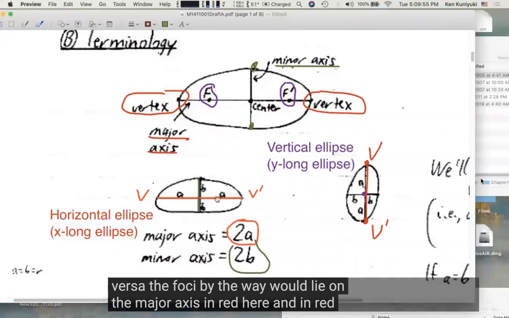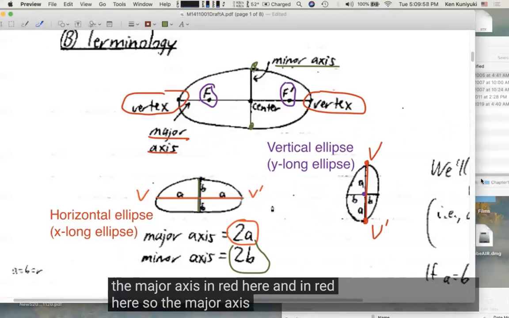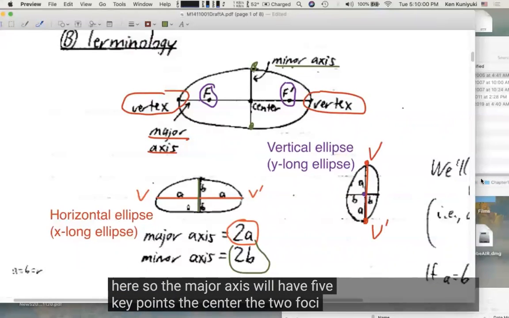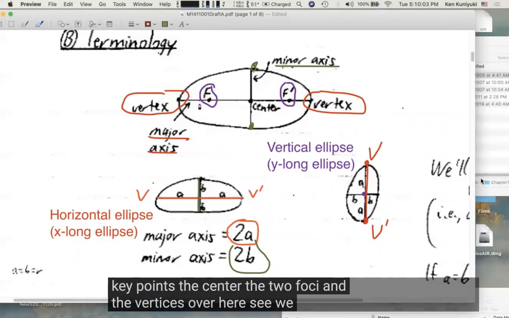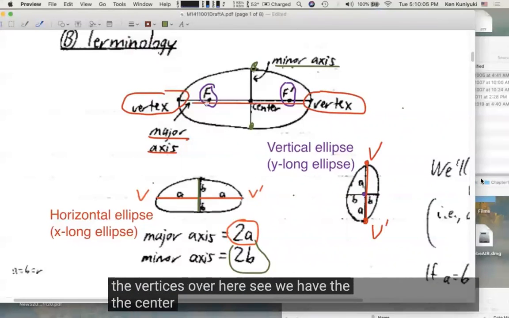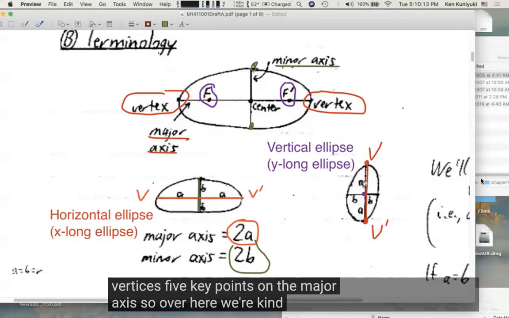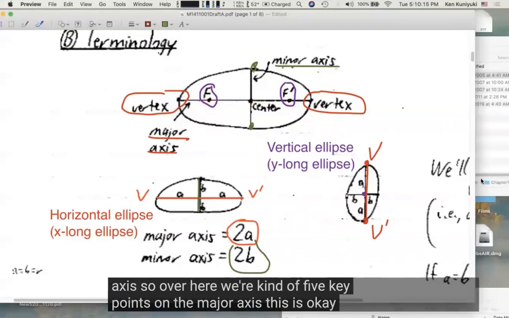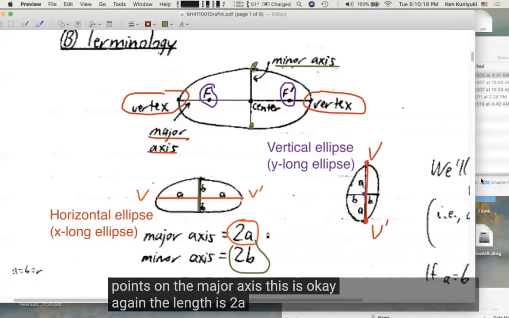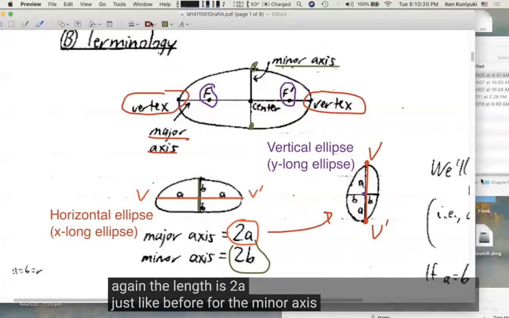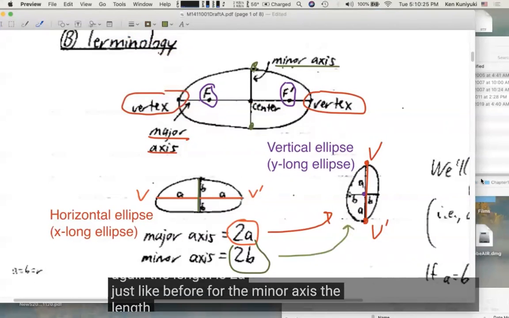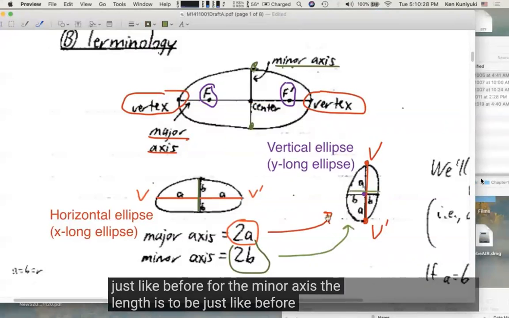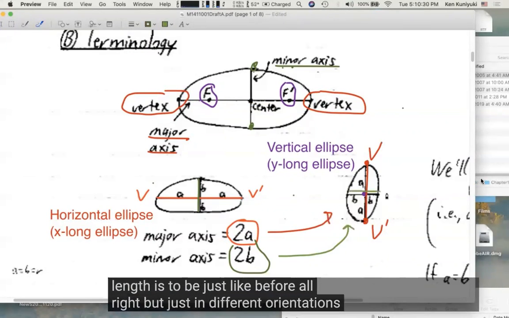In red here, and in red here. So the major axis will have 5 key points: the center, the 2 foci, and the vertices. Over here, see, we have the center, the 2 foci, and the 2 vertices. 5 key points on the major axis. Again, the length is 2a, just like before. For the minor axis, the length is 2b, just like before. All right, but just in different orientations.